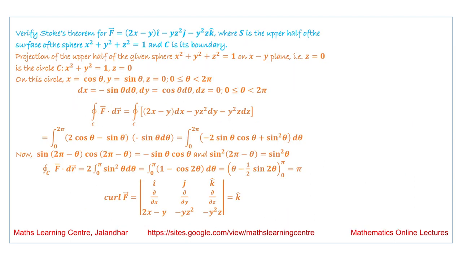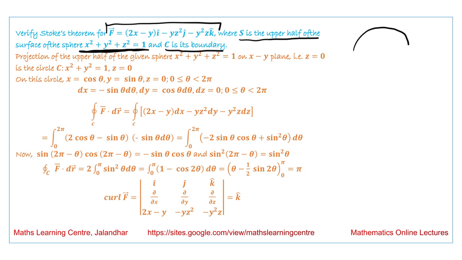Now the next question is to verify Stokes' theorem. This is the f vector given. S is the upper half of the surface of the sphere x square plus y square plus z square is equal to 1 and C is its boundary. So we are talking about the upper half of the sphere and this is the boundary C that we have. This is the surface S we are talking about.